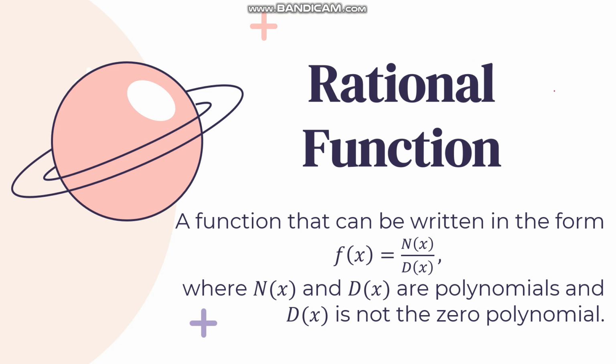This means that the numerator and the denominator of our rational function must be polynomials, and the polynomial in the denominator should not be equal to 0. Because as we know, if the denominator is 0, it will become undefined. So please take note of that.